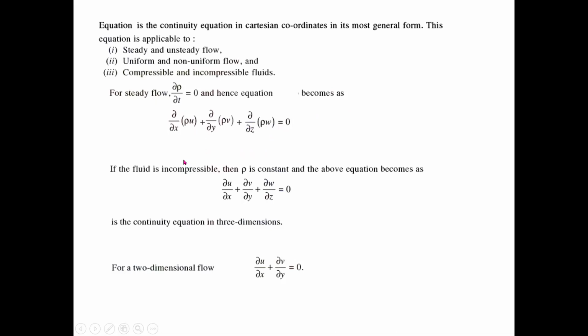And similarly, if the fluid is incompressible, the density will be constant. Always the density is constant, so the density term is removed. Constant means there won't be any change with respect to x, y or z, so the density term is neglected. So what we'll get is ∂u/∂x + ∂v/∂y + ∂w/∂z = 0. This is our final continuity equation if the flow is steady and incompressible.